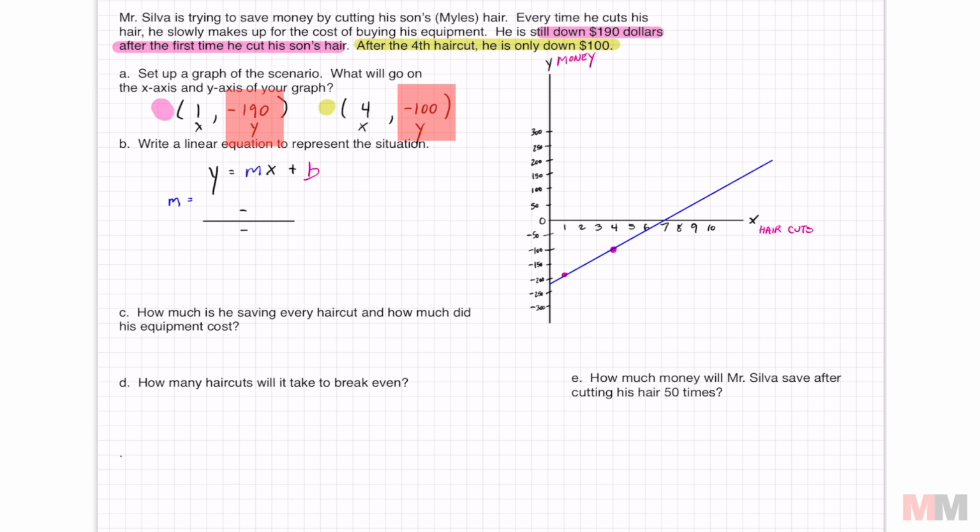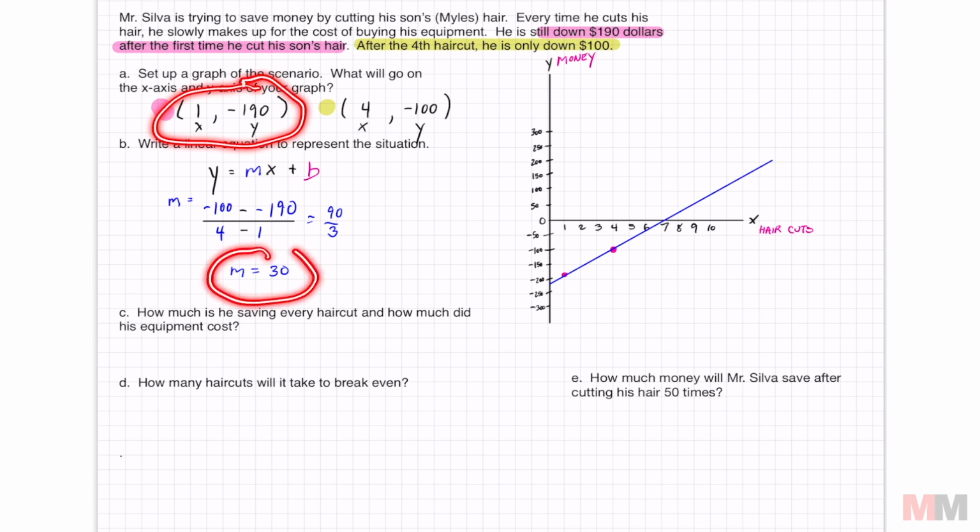So y2 minus y1 over x2 minus x1: negative 100 minus negative 190. And that's what I'm talking about here. The double negative sometimes appears, and that's why I set up the slope formula like that. And 4 minus 1. Simplify some stuff. That's going to be 90 over 3. So my slope equals 30. Now that I have my slope, I can find my y-intercept. And to find my y-intercept, I need to pick one of these points to use as my x, y. And I'm going to use this one right here.